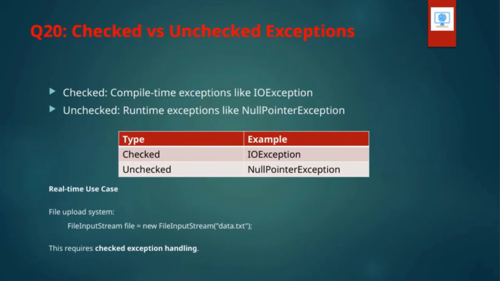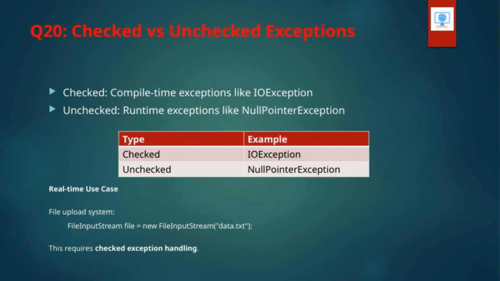Let's take a closer look at the table on this slide. On the left, we have the types of exceptions, and on the right, some examples. For checked exceptions, an example is IOException. These are exceptions that the compiler forces you to handle, usually because they involve external resources like files or networks. On the other hand, unchecked exceptions include things like NullPointerException. These are runtime exceptions that the compiler doesn't require you to handle explicitly. They often indicate programming errors, such as trying to access an object that hasn't been initialized.